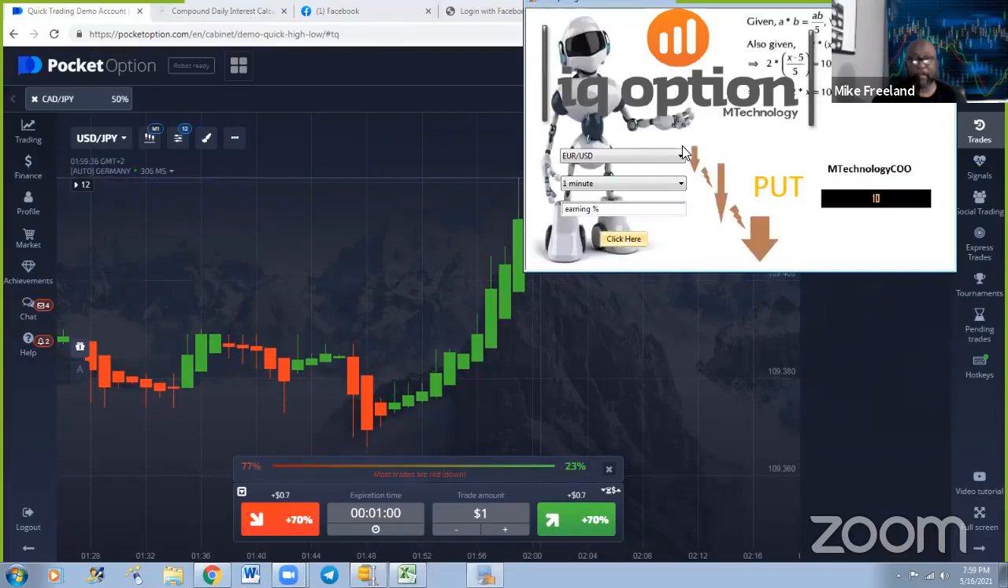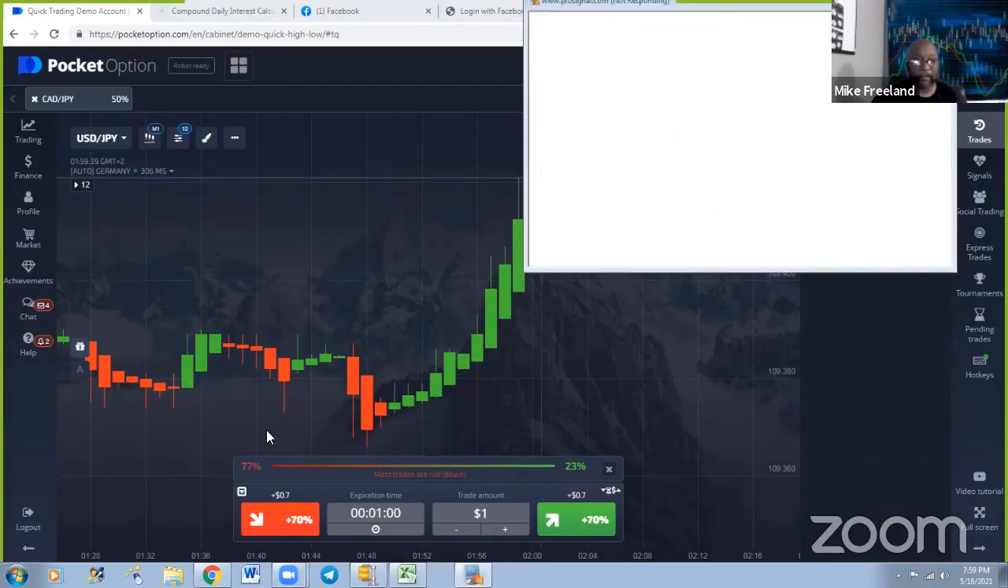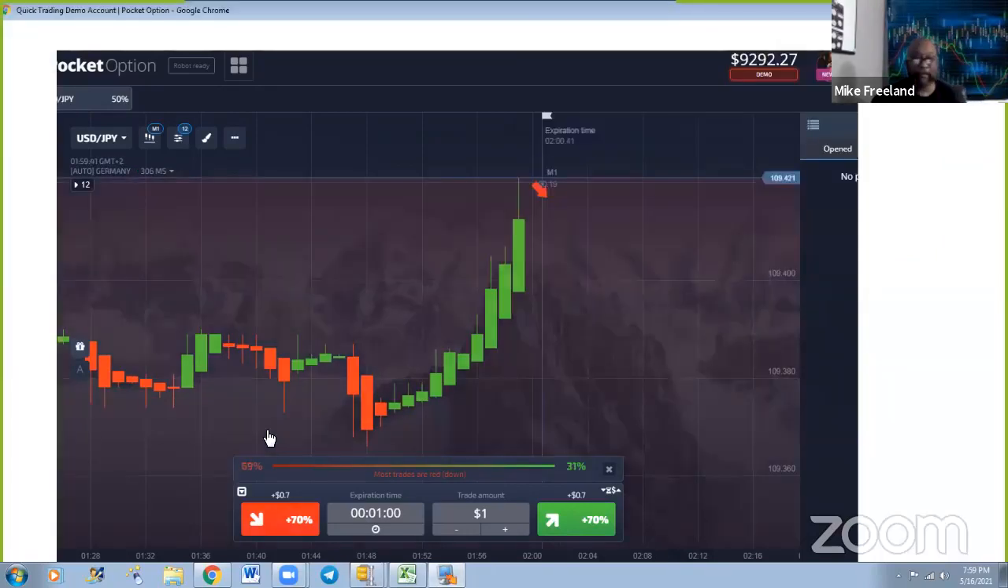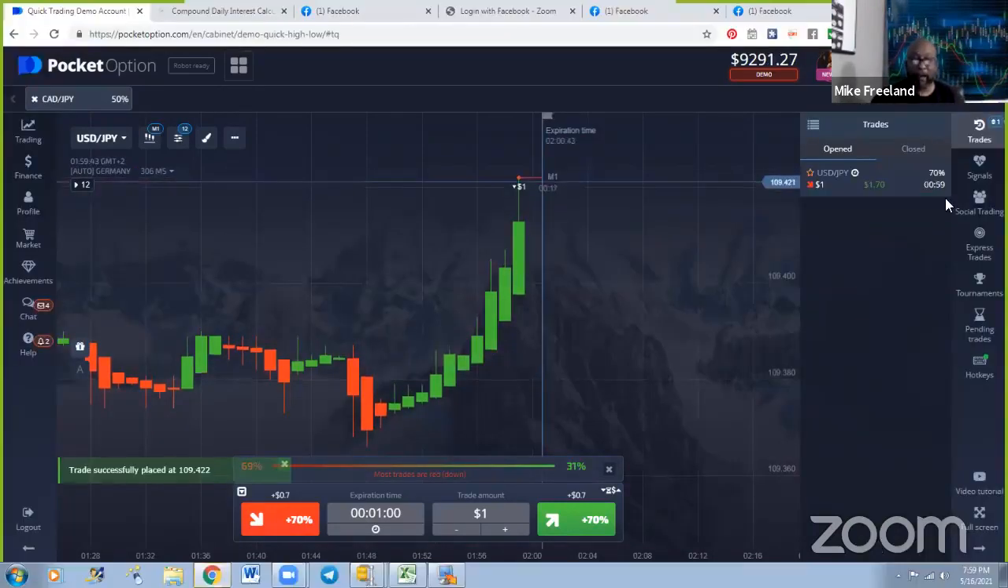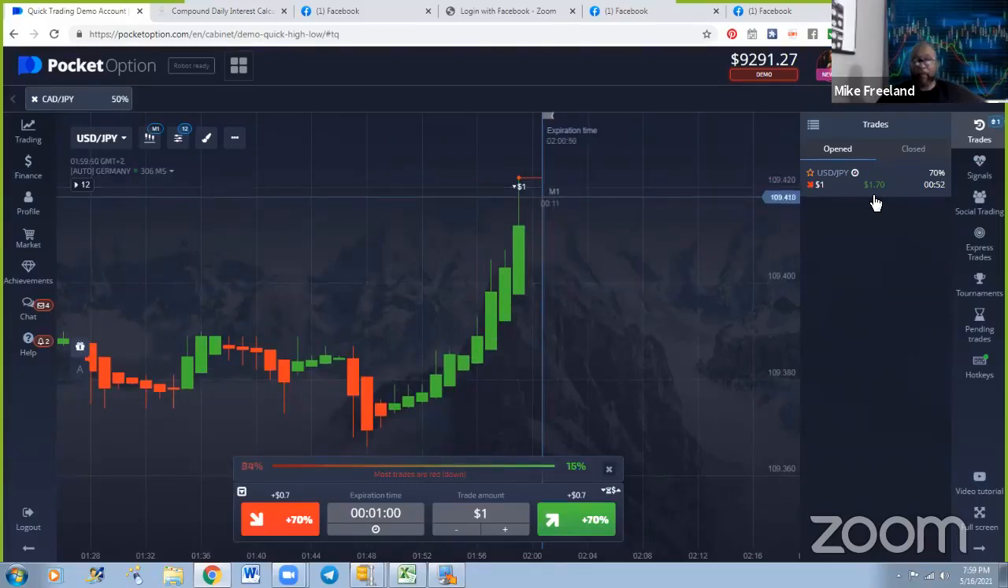Here we go. It's saying a put. So I click put. Already I clicked put. We're in profit, and it started under a minute. This is exciting, guys. I am so pumped up about this.